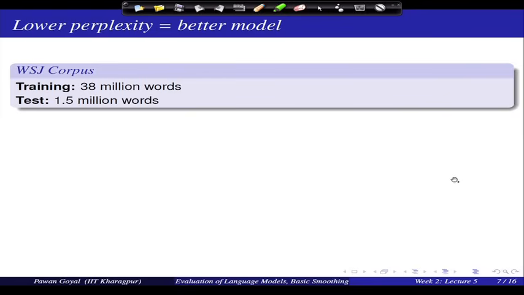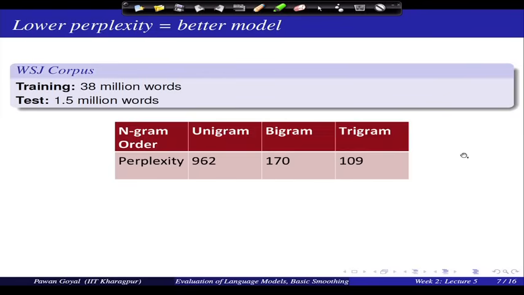And they trained 3 different models: unigram model, bigram model and trigram model. Now, they found out what is the perplexity of the model using the test set. So these are the numbers that were found. For unigram model, perplexity was 962, bigram 170, and trigram 109.